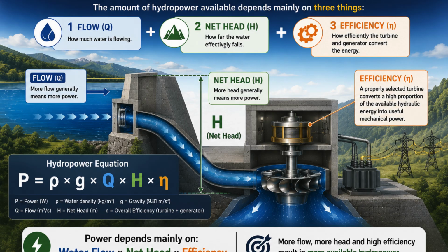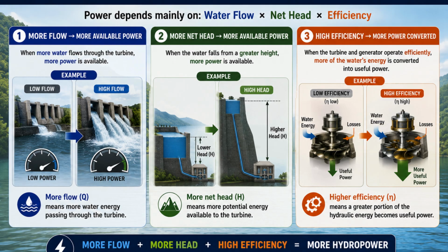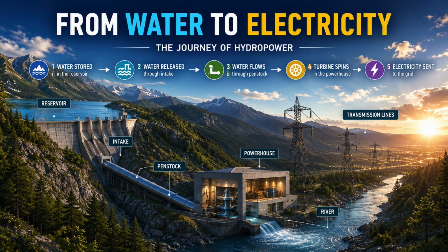The amount of hydropower available depends mainly on three things: how much water is flowing, how far the water effectively falls, the net head, and how efficiently the turbine and generator convert that energy. More flow generally means more available power. More head generally means more available power. And a properly selected turbine allows the project to convert a high proportion of the available hydraulic energy into useful mechanical power. So behind the electricity produced by a hydropower plant is a surprisingly elegant process.